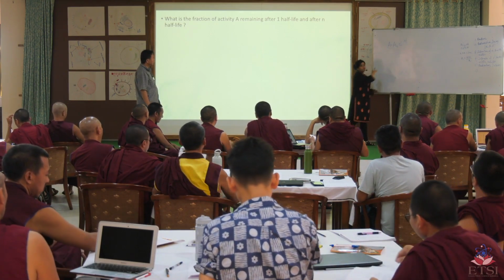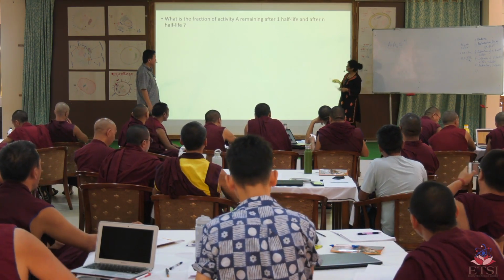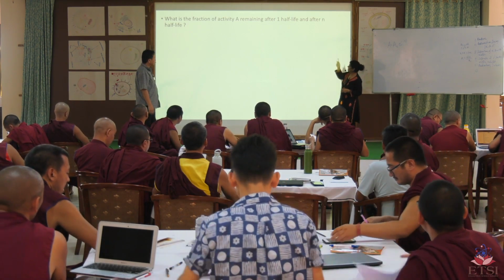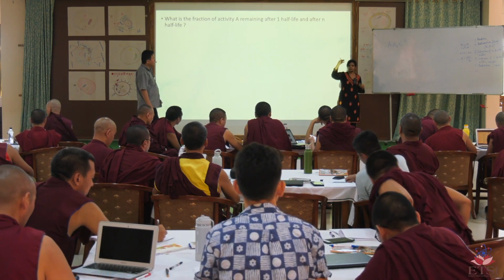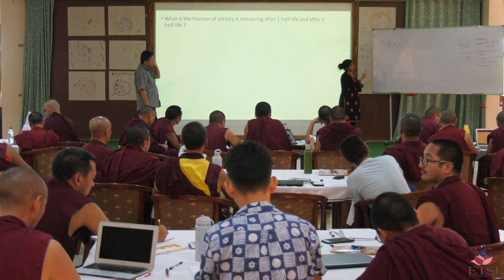So we have this formula. What will be the activity after 1 half-life and after n half-life? So just try to think where to put the half-life value.